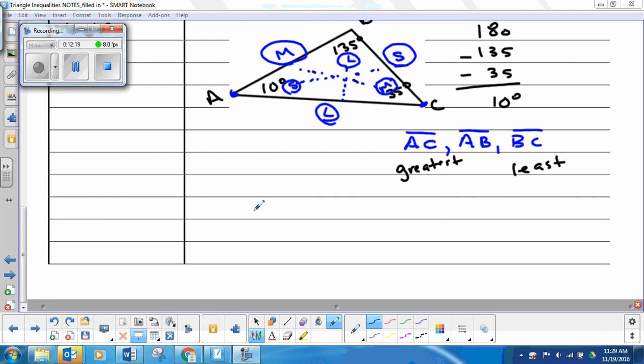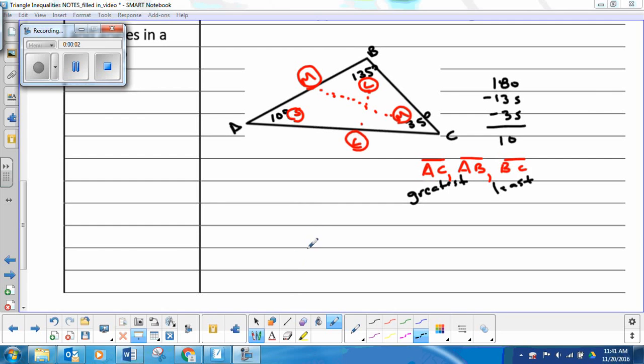All right, so that's pretty much how this plays out. I need to determine what my smallest, my medium, and my large angle are, and that's going to tell me the order of the sides, from largest to least. And I don't know what the size of these sides are, meaning I don't know if this is 12, 10, and 8, but I do know that that is the order.